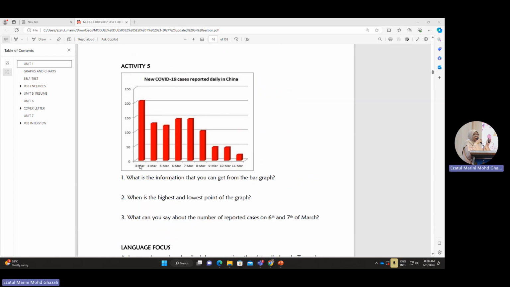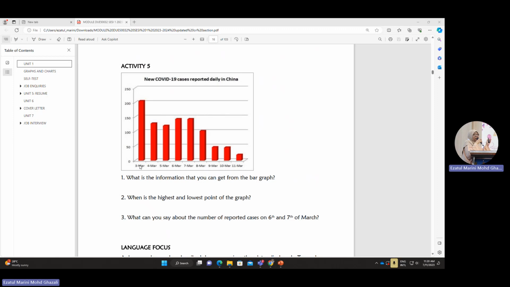Okay, let's have a look at this one. What is the information that you can get from the bar graph? Where do you go to when you want to know the information of the bar graph? You go to the title, right? The title says new COVID cases reported daily in China. So basically, we know that this bar graph talks about the new COVID cases reported in China over the period of 3rd March till 11th March.